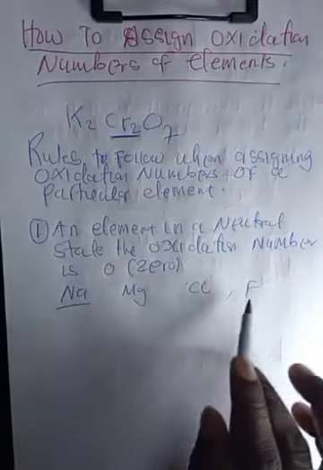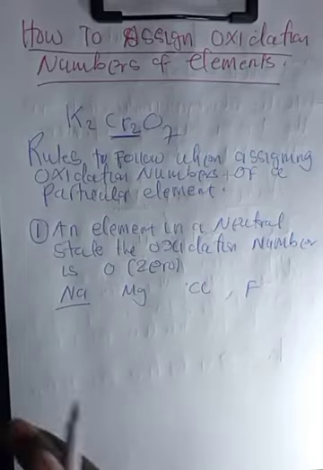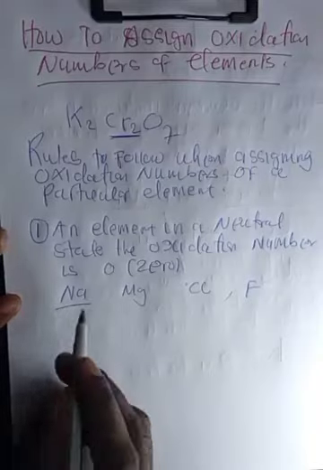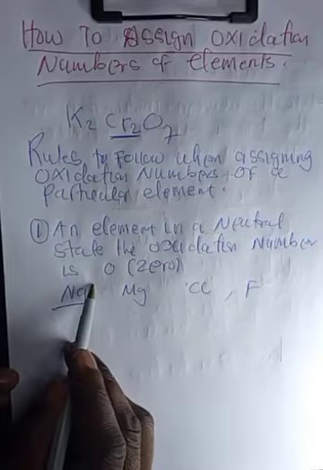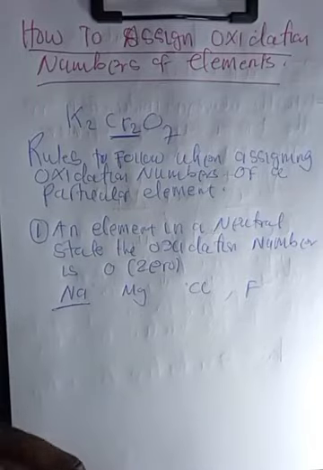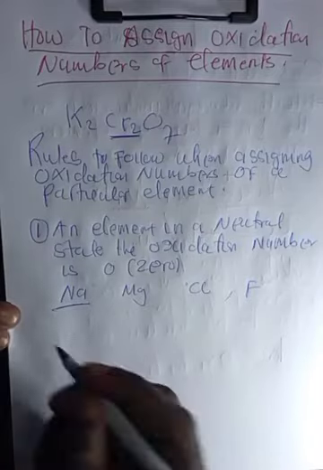Anything like what we have here, these are elements in their neutral state. They haven't reacted with anything, so their oxidation numbers are zeros. So if in the exam they just give you an element standing alone, and nothing has been indicated on top, either a positive or a negative, just know that automatically the oxidation number is 0. So this is rule number 1.